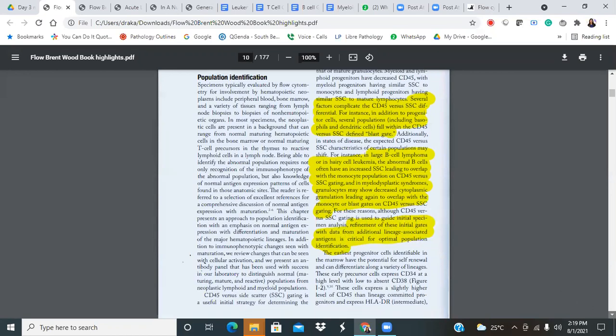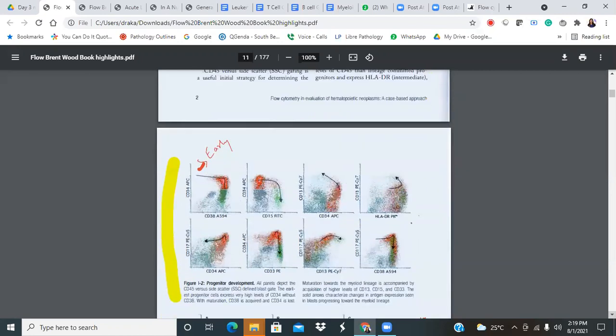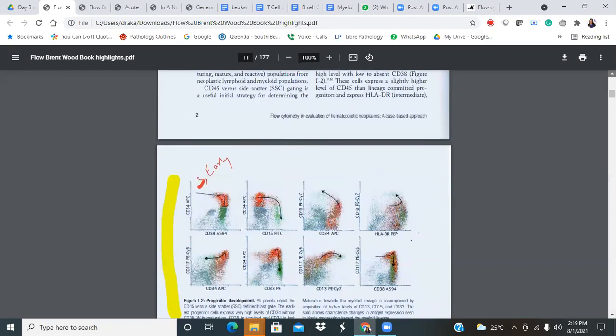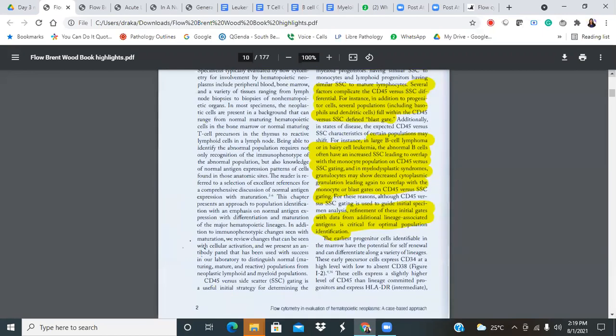Right. I have a question. So they were saying that in large cell lymphomas and in hairy cell leukemias, they will fall in the monocyte gate. Then the cells will have an increased side scatter. I was just trying to figure out why. They don't have an increased granularity or anything, right? In those cases, so why would they have increased side scatter?